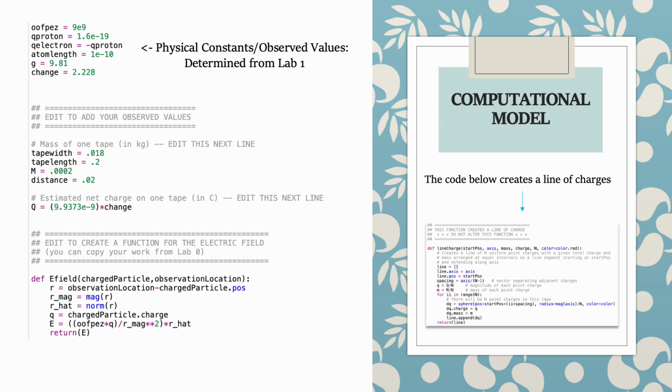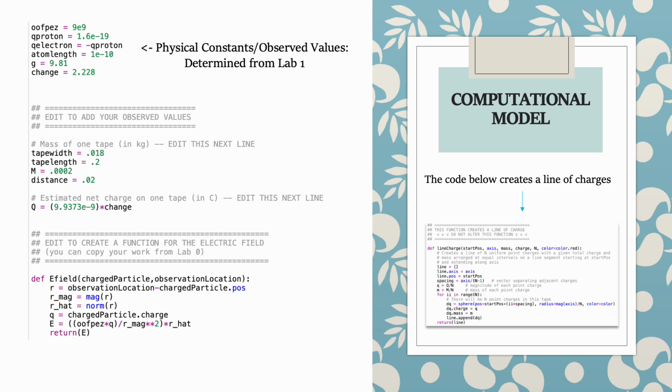Then some physical constants from Lab 1. We have our k constant, the charge of an electron and a proton, the atom length, the acceleration of gravity on Earth, and what we had to multiply our charge from Lab 1 by to get the new charge. Then we have the tape width, length in meters, and the distance that was separated. And then we estimated the new net charge on the tape.